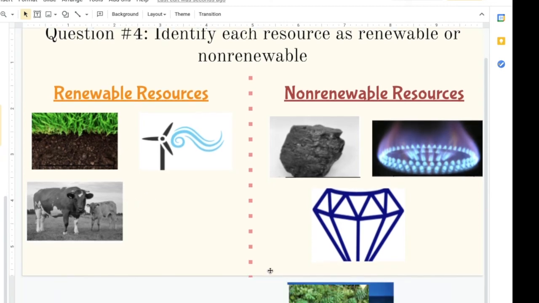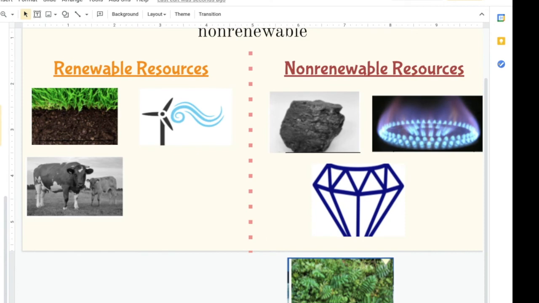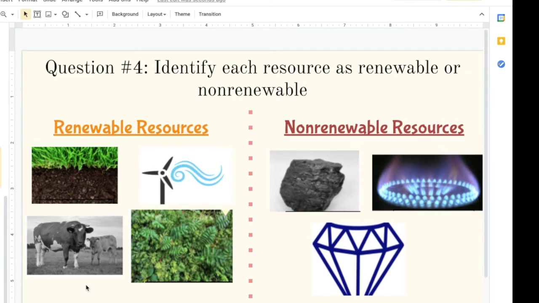Let's see what's next. How about plants? Are plants an example of renewable resources or non-renewable resources? Plants are an example of a renewable resource. Plants are renewable because we are able to plant seeds that are able to grow lots of other plants and trees and have them ready to be used again.